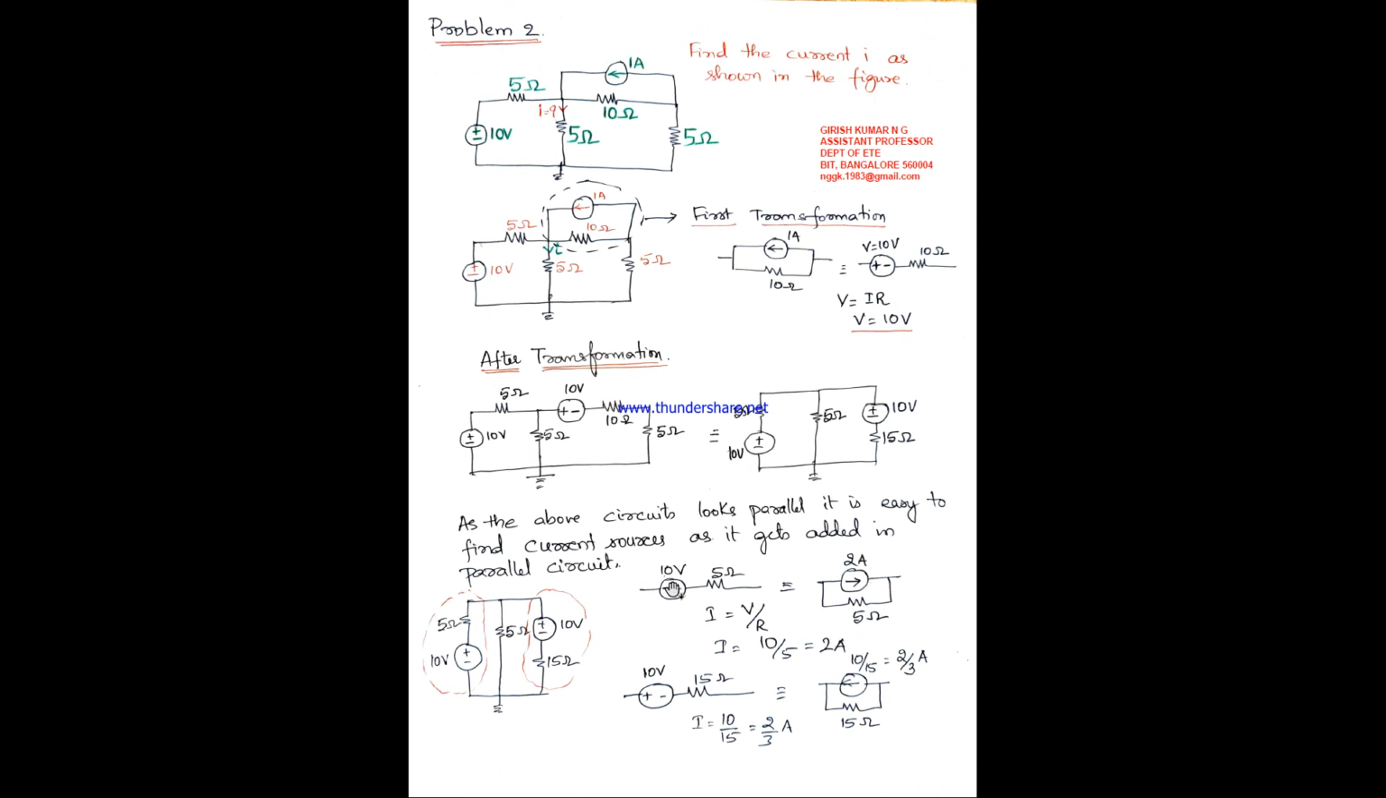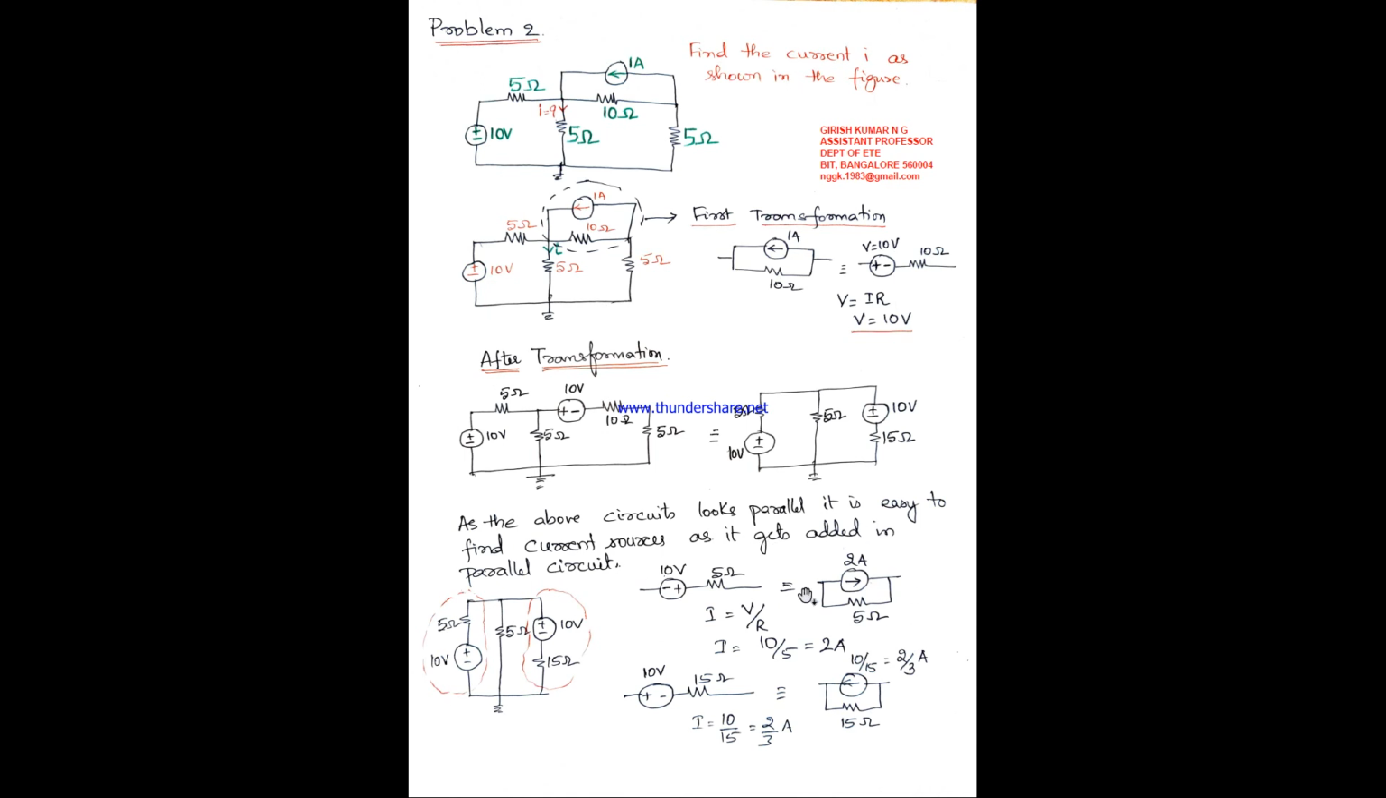How did I get 2 amps? 10 by 5, which is 2. Okay, so minus plus is the polarity you can see. So the direction of the arrow will be right side, because plus is right and minus is left, therefore the arrow will go towards right. Similarly here 10 volts and 15 ohms are in series, so I will get the current source value as 2 by 3 amps with 15 ohms. Plus is left and minus is right, therefore the direction of the arrow will go towards left. Okay, so this is how we normally convert a series to parallel.